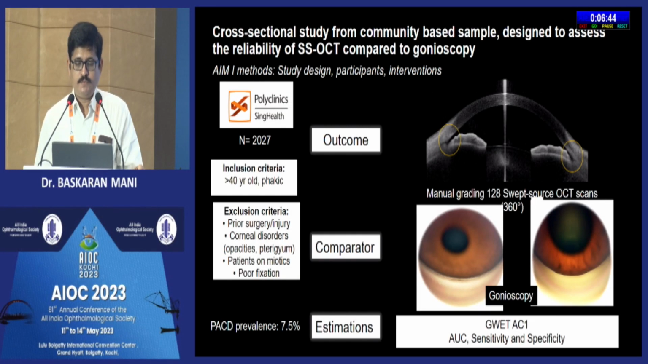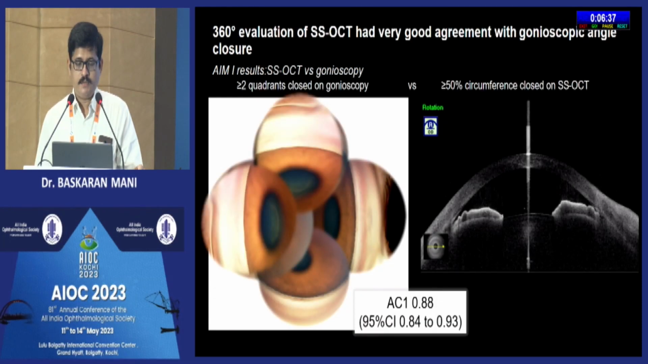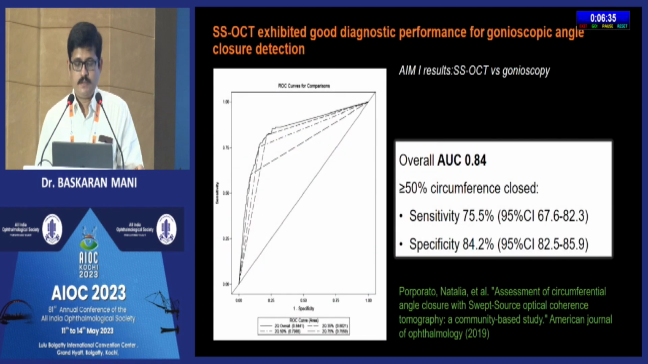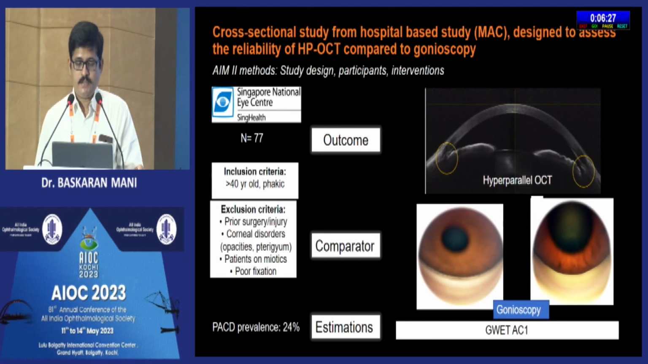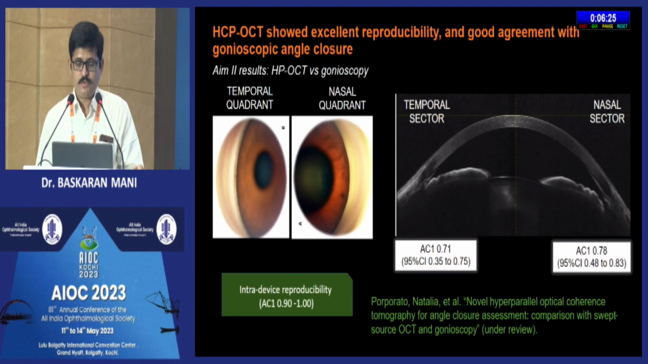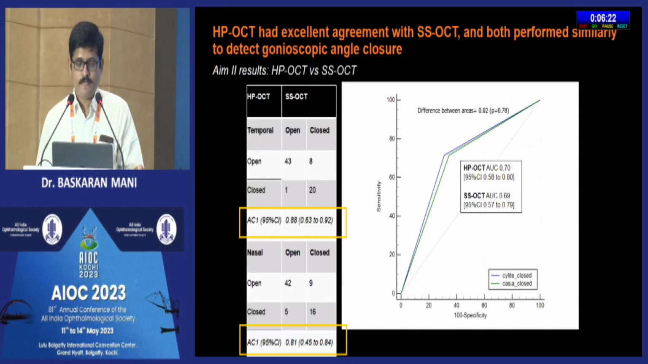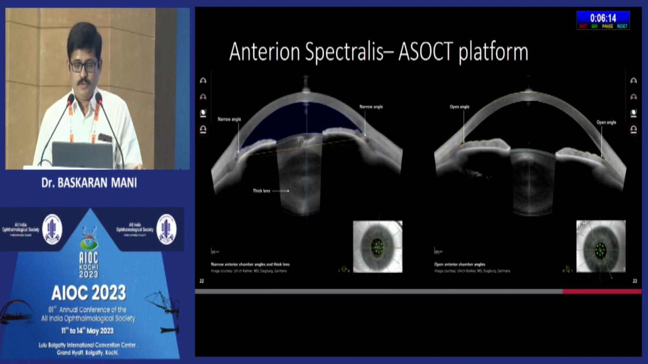This is one of the studies in which we compared gonioscopy with the SSOCT system. The agreement seems to be good, and with the gonioscopy, the performance always is slightly lower because both are different technologies. And the hyperparallel OCT also had such good agreement. Subsequently, when we looked at both the hyperparallel, that is the Silite, and the Cassia, both of them performed equally well compared to gonioscopy.